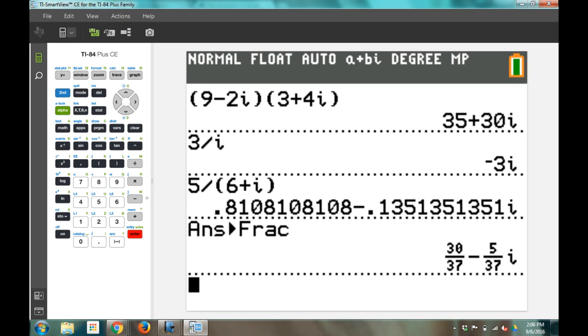But mine is set to give me decimal answers first, and then I convert to fraction. Remember, that's math, enter to convert to a fraction. No way to change that?